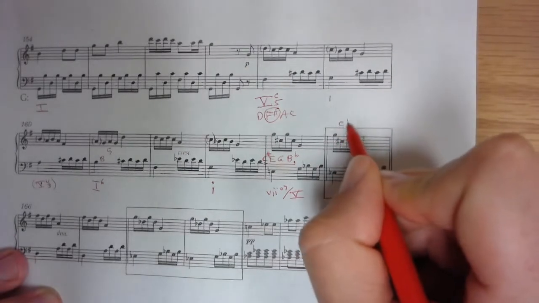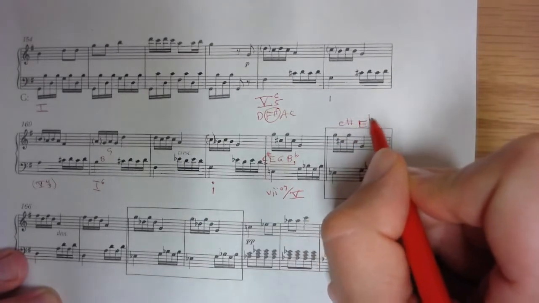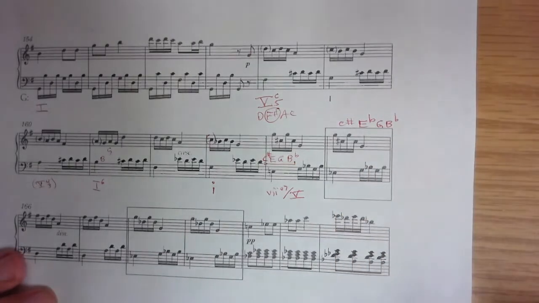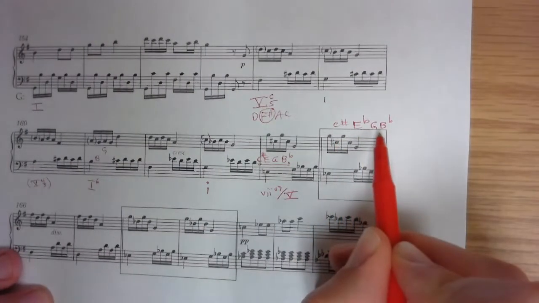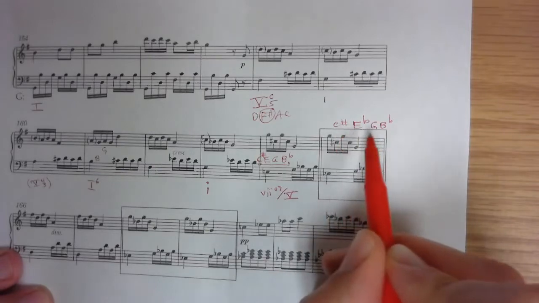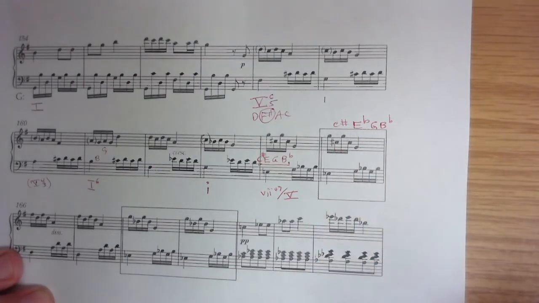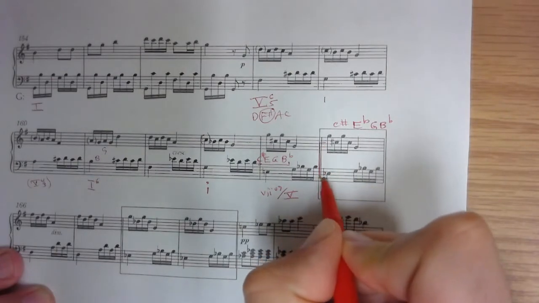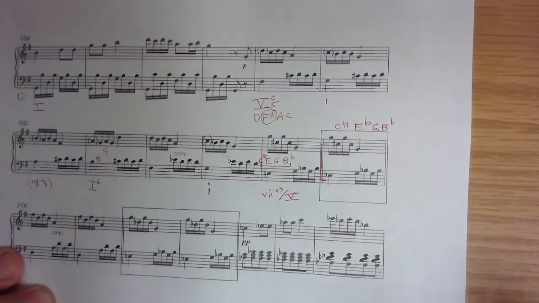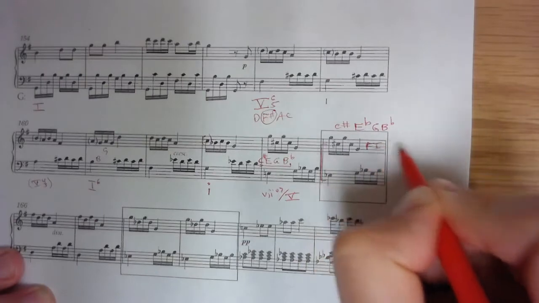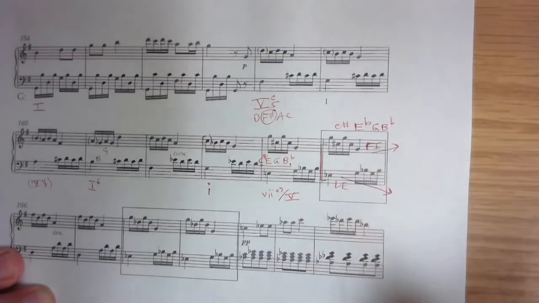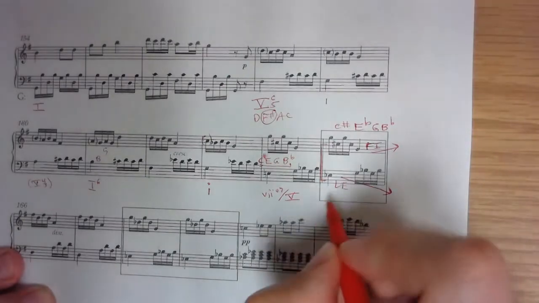C sharp, E flat, G, B flat. Oh my gosh, what is that? Is that major? Is that minor? No. Is that diminished? No. What is it? E flat and C sharp. Look, we had le and fi. What is that? That's our augmented 6th frame that will pull out towards the dominant.